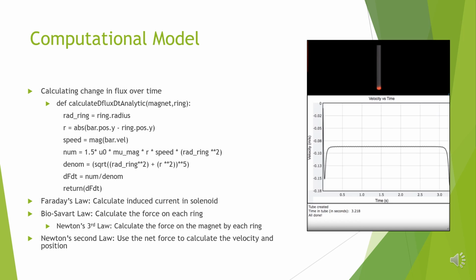Next, I used Faraday's law to calculate the induced current in the solenoid, and then the Biot-Savart law was used to calculate the force on each current-carrying ring. Then I used Newton's third law to calculate the force on the magnet by the current-carrying rings and calculate the net force. Finally, I used Newton's second law and I calculated the velocity and position of the bar magnet while it was falling and used that to create my computational model.